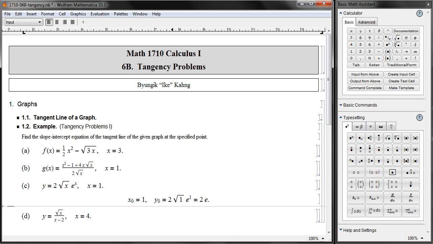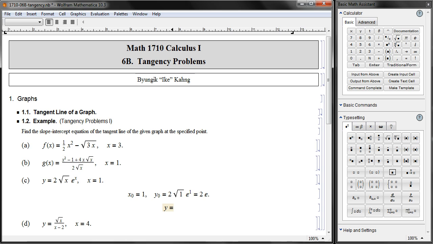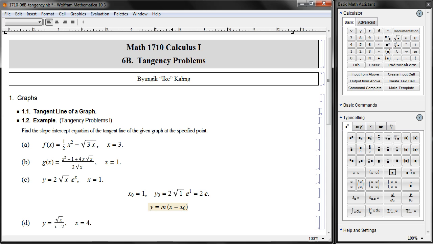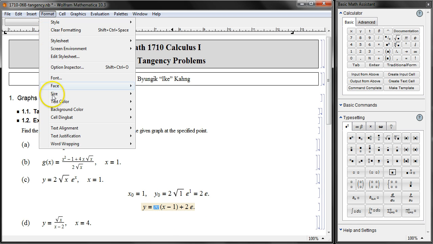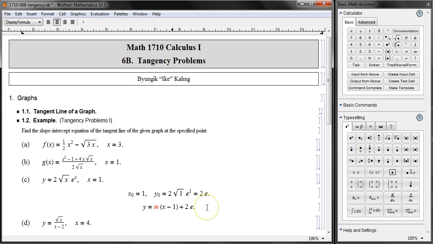What does that tell me? y equals m times (x minus x0) plus y0 is the slope-point equation, and y naught we just calculated is 2e, and x0 was given as 1. Finally, if we find out what m is, then we are through. So let's find out m, the slope. What's the derivative? We have to use the product rule, I guess.